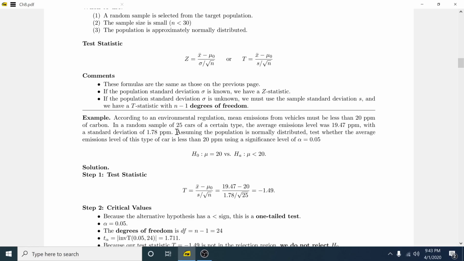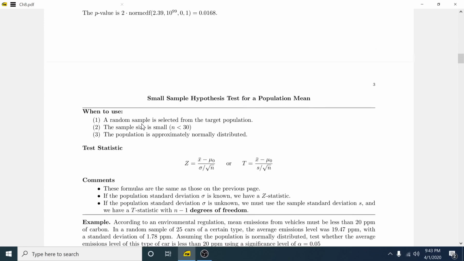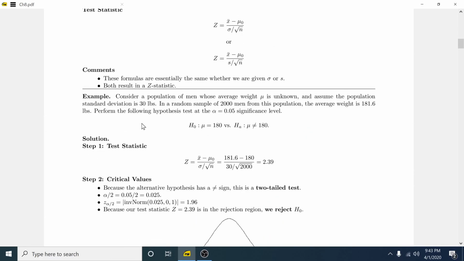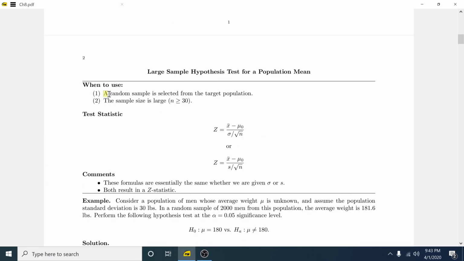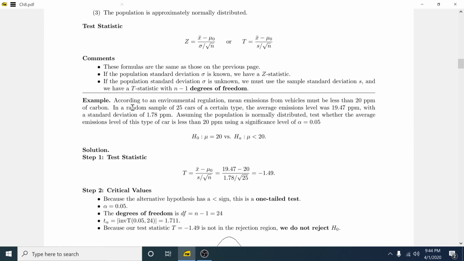Now you might be wondering, why did it mention this thing about assuming the population is normally distributed? The reason this is important is because on a small sample hypothesis test, it's actually only possible to perform it whenever your population is normal. So this assumption is necessary on this type of problem. If we go back to the large sample problems, that doesn't require the population to be normal, because when you have a large sample size, there's a mathematical theorem called the central limit theorem that steps in and makes it to where you don't need to worry about that in that situation.